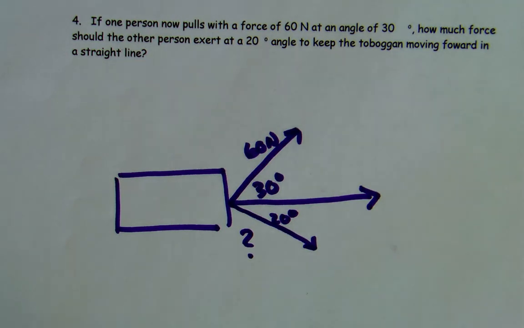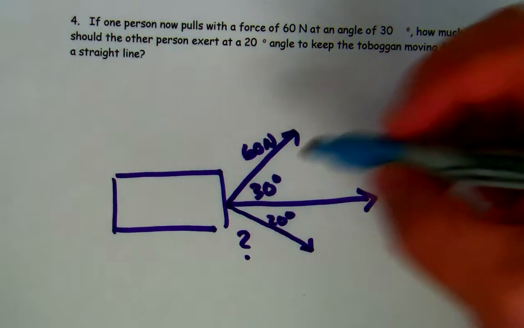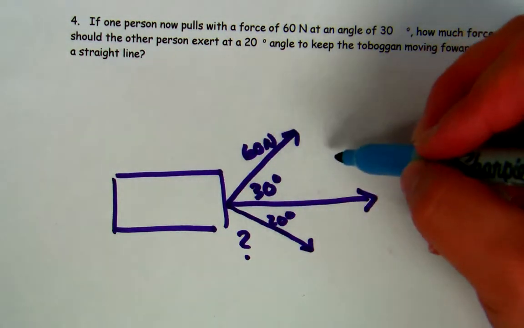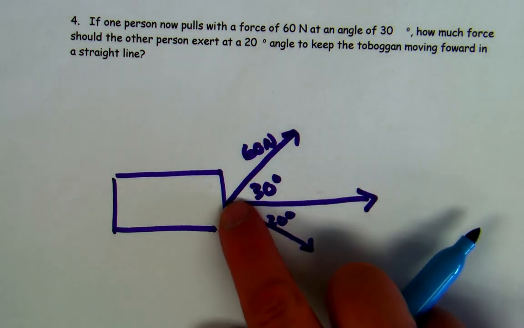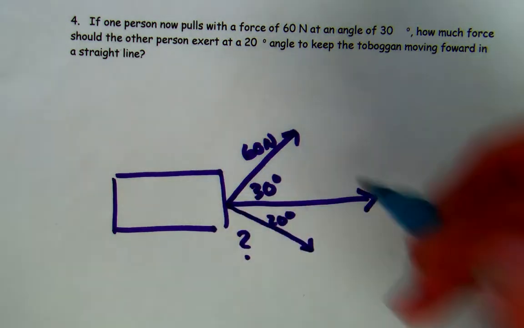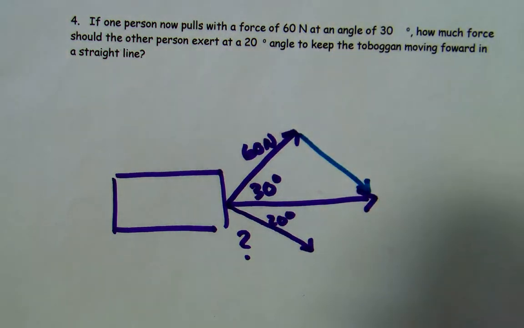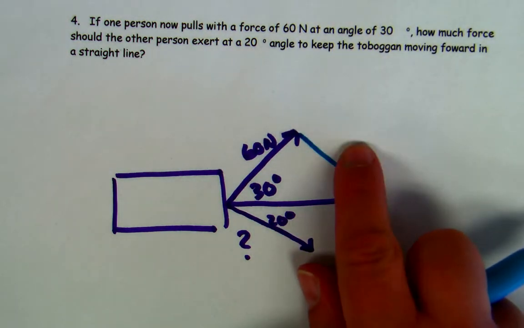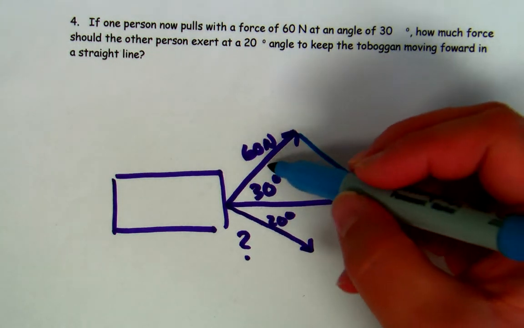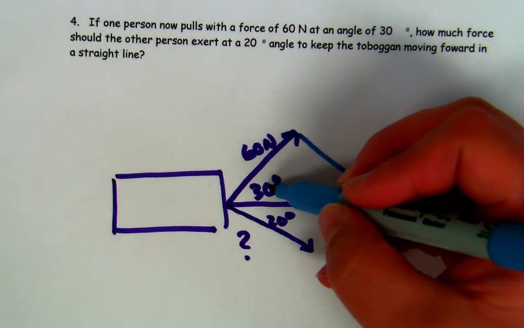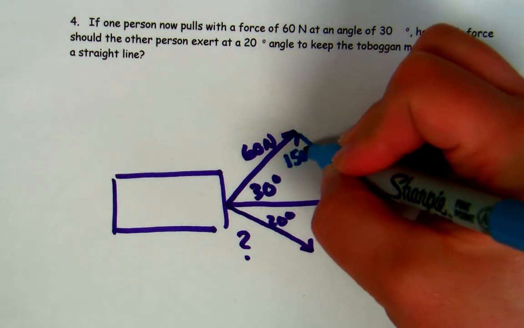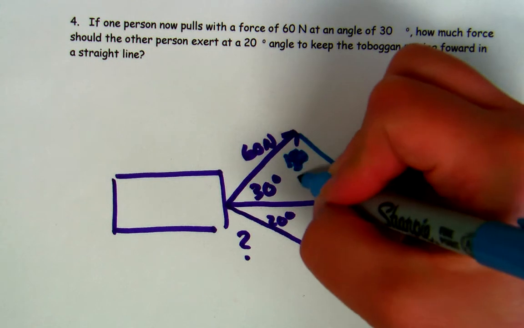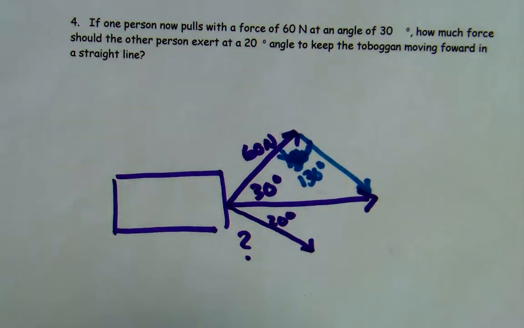Well, if this toboggan is in a state of equilibrium, meaning that it's moving forward in a straight line at a constant velocity, these three vectors have to balance each other. This is the resultant of these two acting together. But vectors don't act together to give a resultant tail to tail. So I'm going to slide this other vector up there, and that's what I'm looking for. But in this case, I need to know my angle. I have 30 and 20 degrees, so that's going to give me 50 degrees. So it's going to be 130 degrees in my triangle.